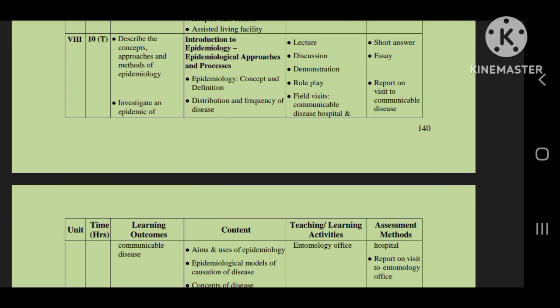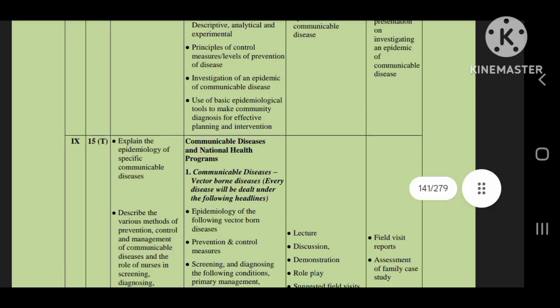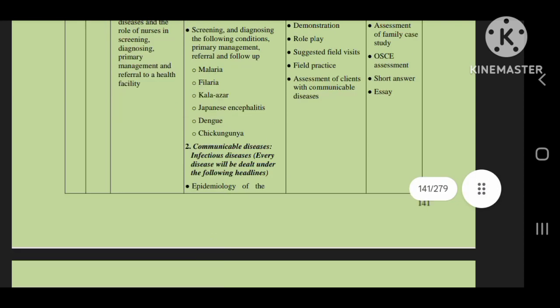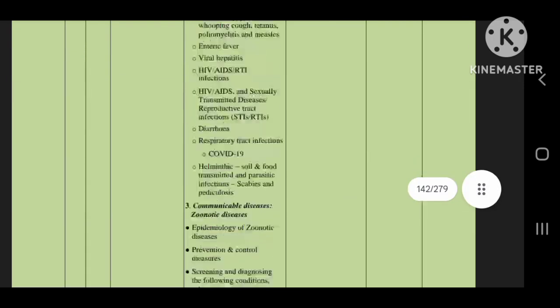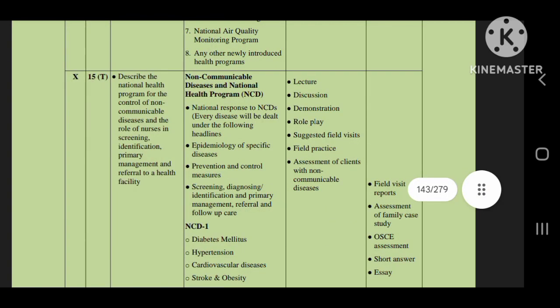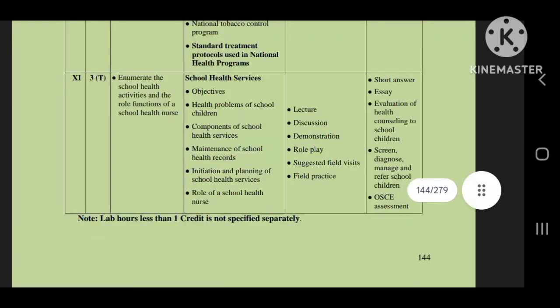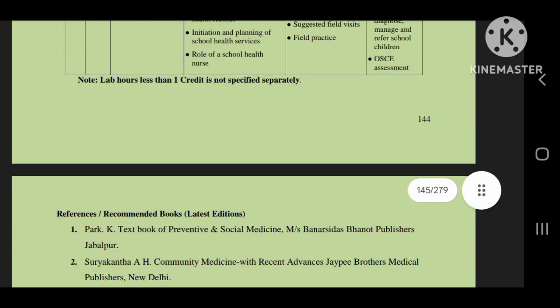Then unit 8 is for introduction to epidemiology, epidemiological approaches, communicable diseases and national health programs, which is for 15 hours theory. Then you have non-communicable diseases and national health programs for 15 hours theory. And you have unit 11 for school health services, it is for 3 hours theory.